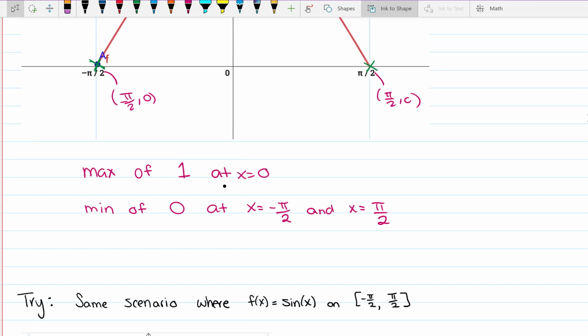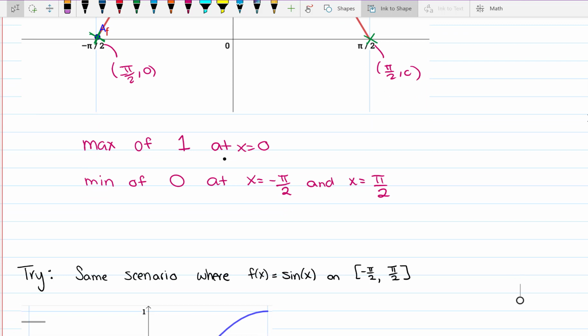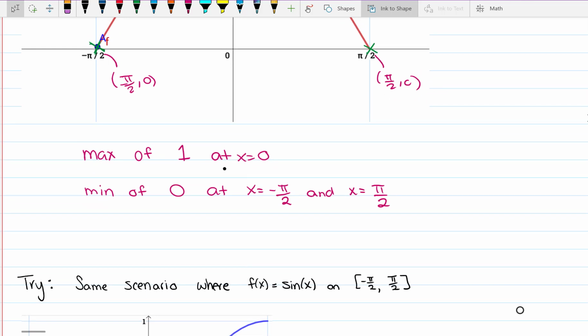So I want you to try the same thing, except now try it with negative pi over 2 to pi over 2 with sine of x. So instead of using cosine, we're going to use sine. So take a minute, pause the video, draw sine of x, restrict the domain, and then find the maximum and minimum for that function.